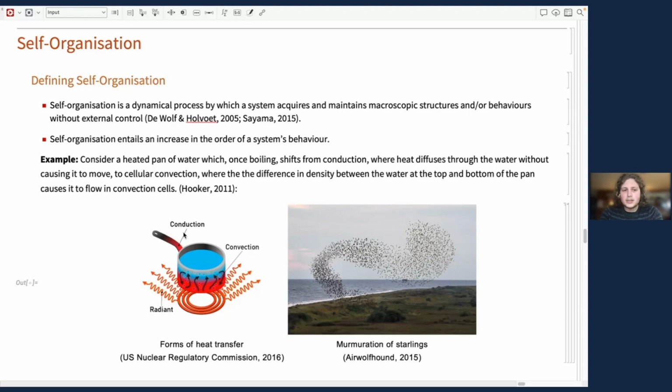So, for example, you can consider a heated pan of water, and once the water starts boiling, it shifts from conduction, where the heat diffuses through the water without causing it to move, to cellular convection, where the differences in density between the water at the top and the bottom of the pan cause it to flow and form these cells, these convection cells. So you have some external input of energy, for example, and it results in this self-organization of the system that results in a phase change.